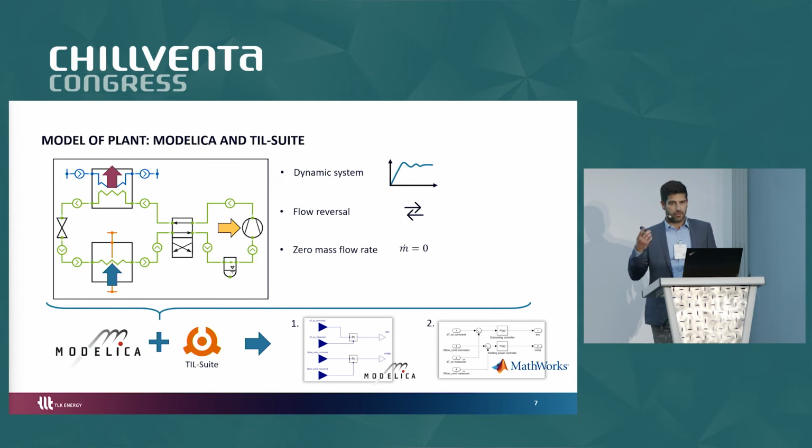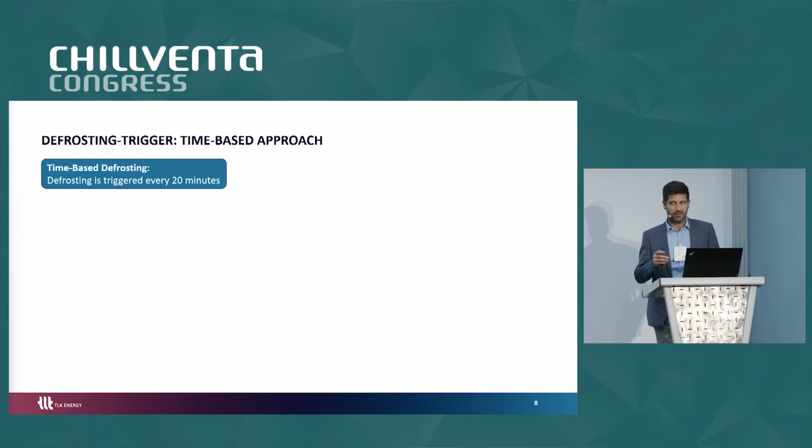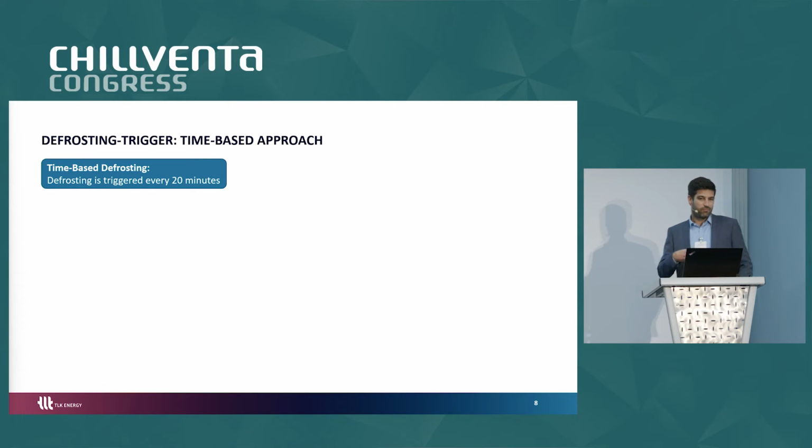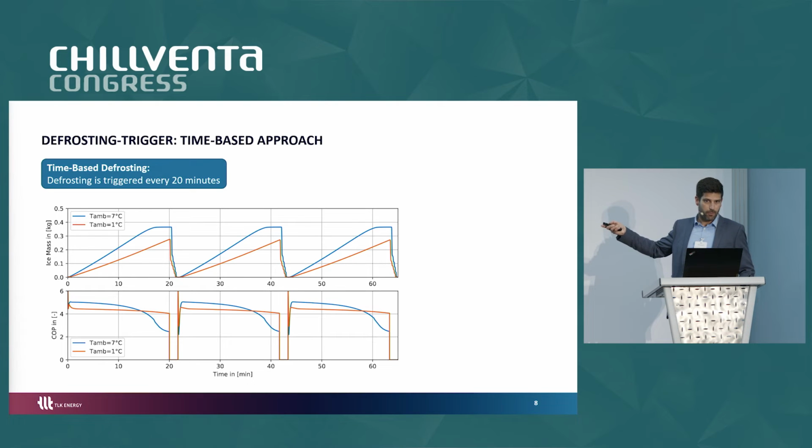Okay, now let's think about a first controller setup. What could we do? A very simple setup, not very sophisticated: we just defrost every 20 minutes, no matter what. This works, of course, but as you can already see here, we have two cases with different ambient temperatures. These are simulation results from our model and this really simple controller that every 20 minutes just starts the defrost operation. On the upper part you can see the ice mass on the evaporator, and here you can see the COP of the system.